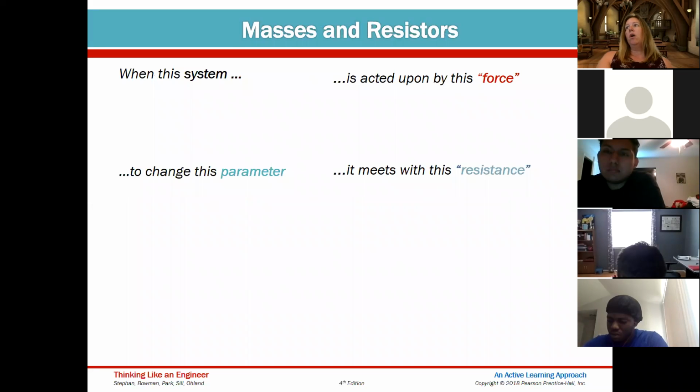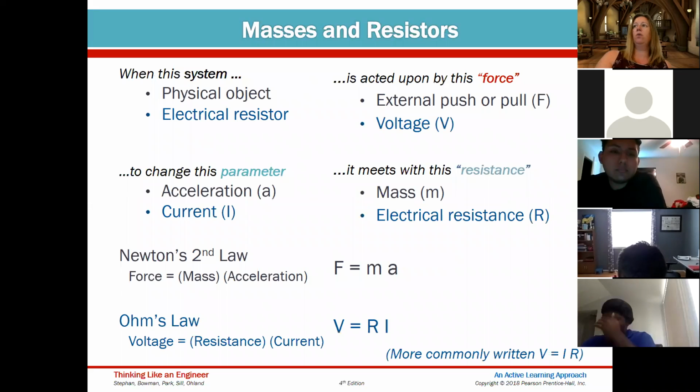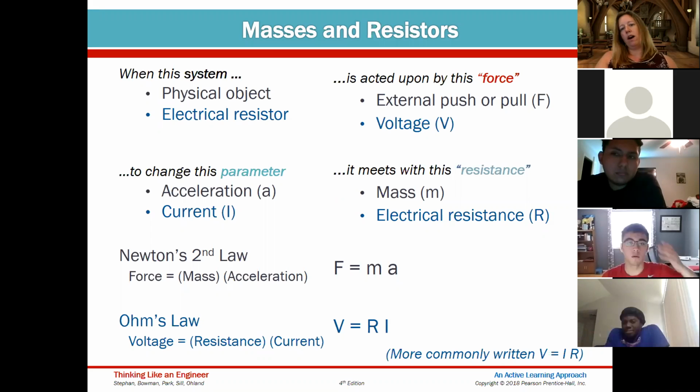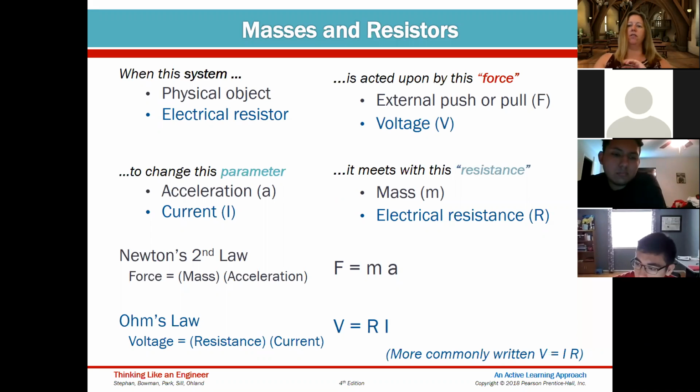When we're talking about this with resistors versus a mass or a physical object, we have force equals mass times acceleration, whereas for an electrical resistor, the voltage is equal to our current times our electrical resistance. We get Ohm's law out of that, V equals IR, here written RI but more commonly written V equals IR, which will allow us to calculate one of these three quantities based on the other two.